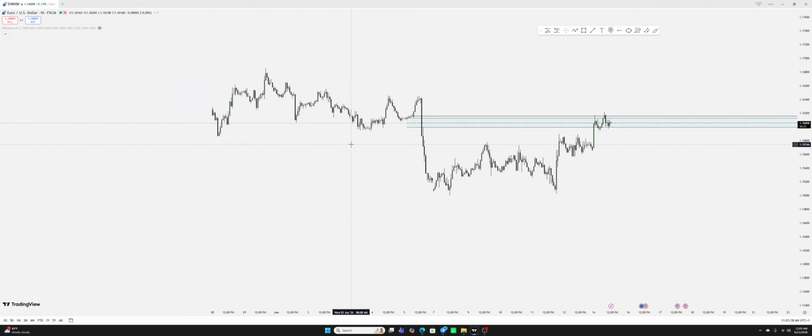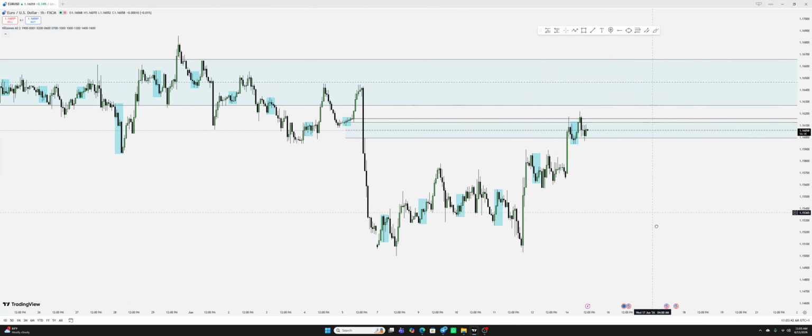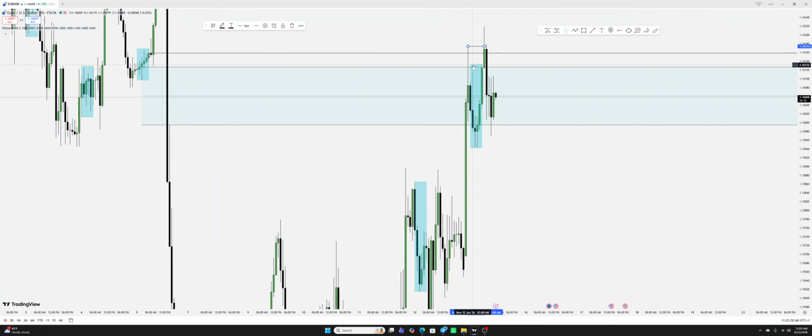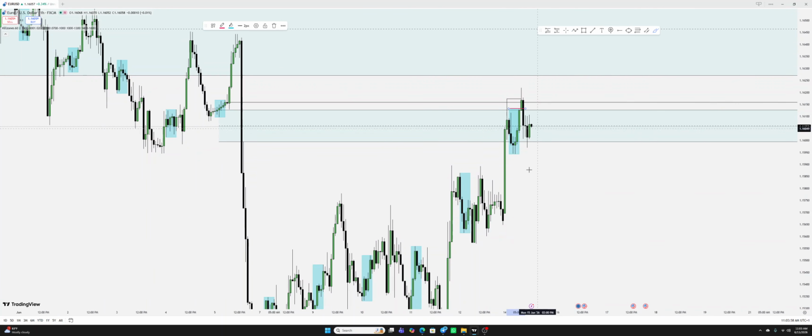Just like the DXY, price was taking out the Asian high for Monday. You can see it right there. There's a sweep right there, but this is the Asian high at that point right there. And then it's showing price is about to trade bearish, right? So I'm going to wait for that and take out this low.